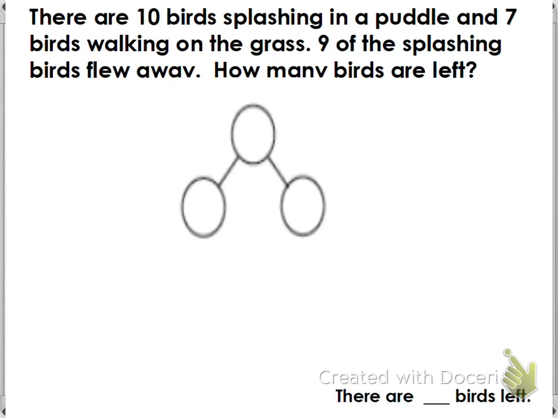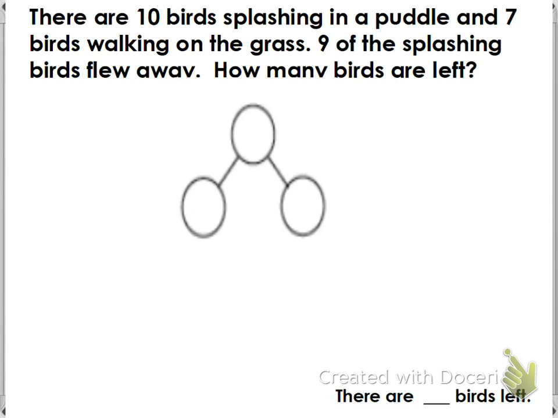9 of the splashing birds flew away. How many birds are left? Now I'm going to read it one more time. There are 10 birds splashing in a puddle and 7 birds walking on the grass. 9 of the splashing birds flew away. How many birds are left?